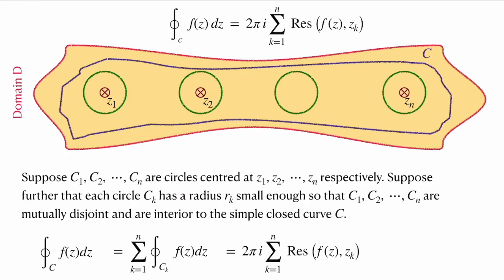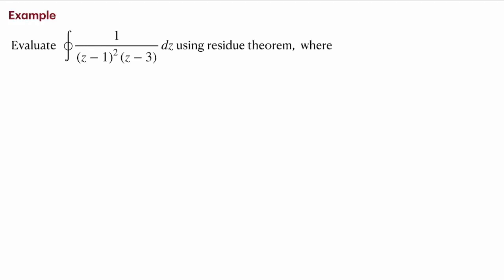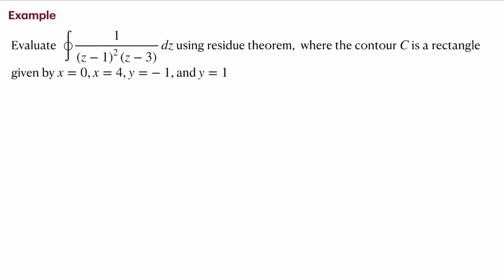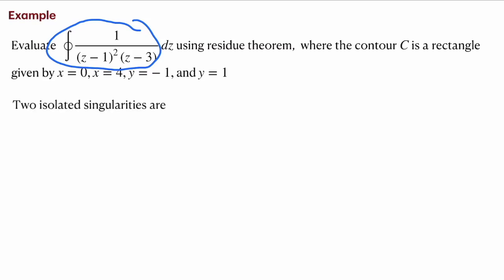Let's have a quick example to see how it is useful in evaluating integrals. Let's evaluate the integral of f of z equal to 1 by (z minus 1) square into (z minus 3) square. This is the function which we want to integrate, and the contour is given as a rectangle described by x equal to 0, x equal to 4, y equal to minus 1 and y equal to plus 1.